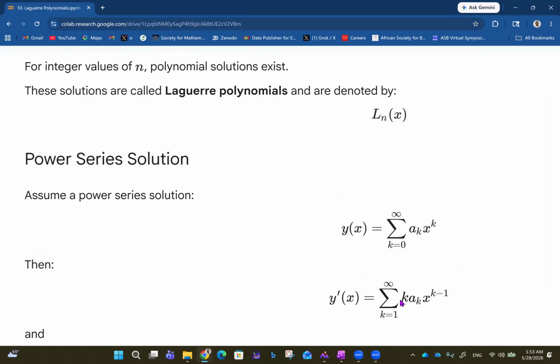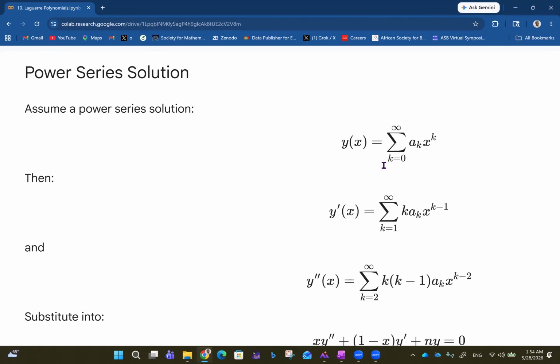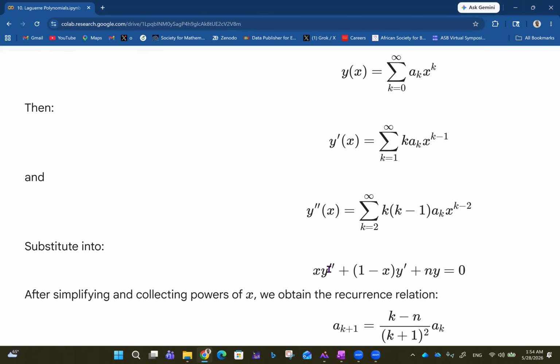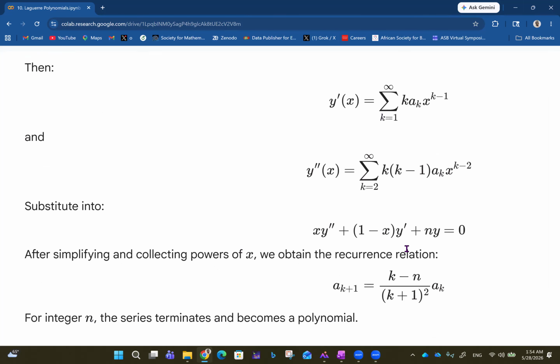If you substitute into this Laguerre differential equation, x y prime prime, that's d squared y dx squared, plus (1 minus x) y prime plus n y equals 0, and do all the maths, after simplifying and collecting powers of x, you obtain the recurrence relation a sub k plus 1 equals (k minus n) over (k plus 1) squared multiplied by a sub k. So for integer n, the series terminates and becomes a polynomial.